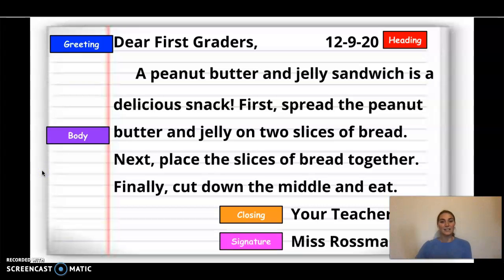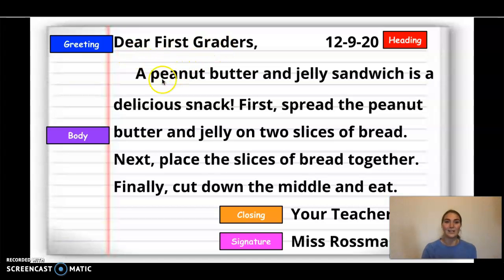And the last part of the letter is the signature. The signature is where you sign your name so that the person who's reading the letter knows who wrote the letter. All right, follow along with your eyes as I read this letter today.